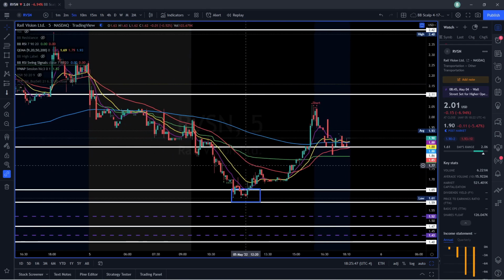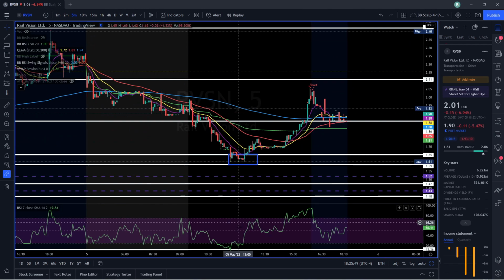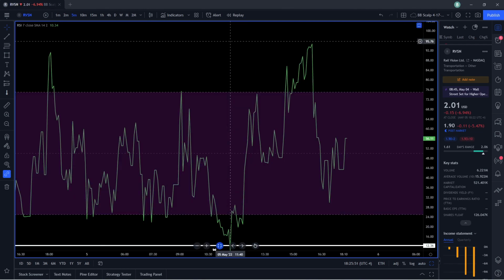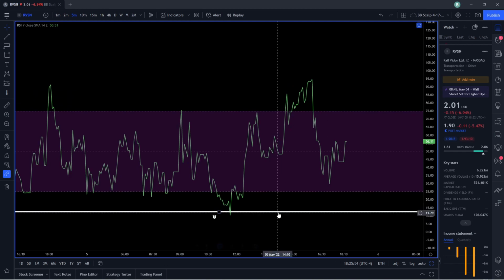If I bring up the RSI, what you'll see here is the RSI came down and touched an area of value. So again, I made a line on my RSI oscillator, which is how I'll determine whether it's oversold or not, and I'll set an alert. And these alerts get sent right over to our Discord group.